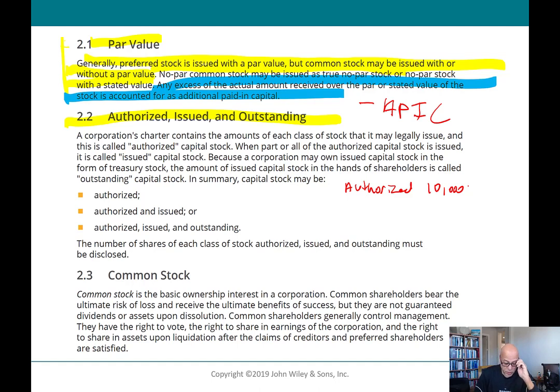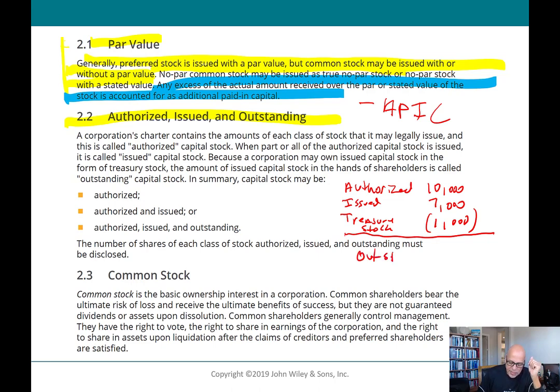Does a company have to issue all the shares they're authorized? No. Let's say the company issues 7,000 shares. They don't have to issue every share they're authorized. Then let's say they reacquire 1,000 shares, and we call that treasury stock. I'm just making this up. So we issued 7,000 and reacquired treasury stock of 1,000 shares, so the shares outstanding are going to be 6,000.